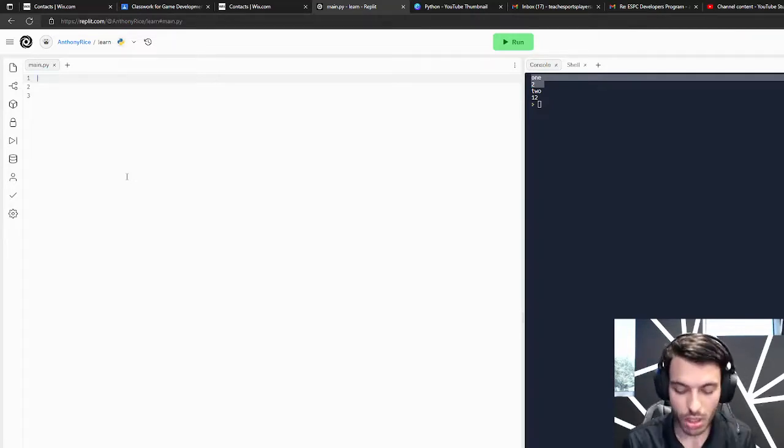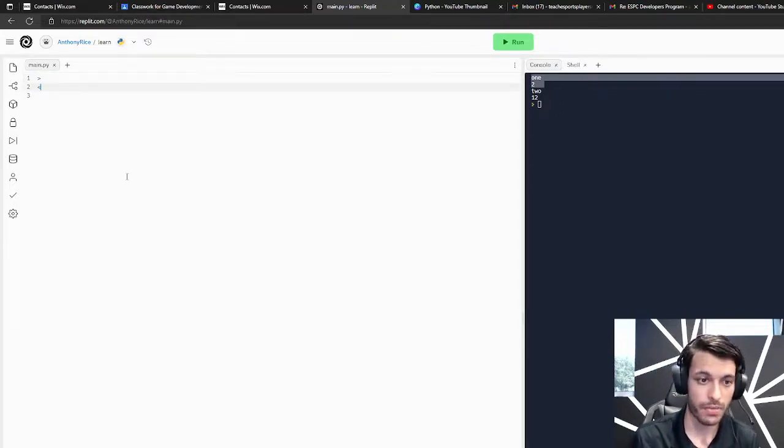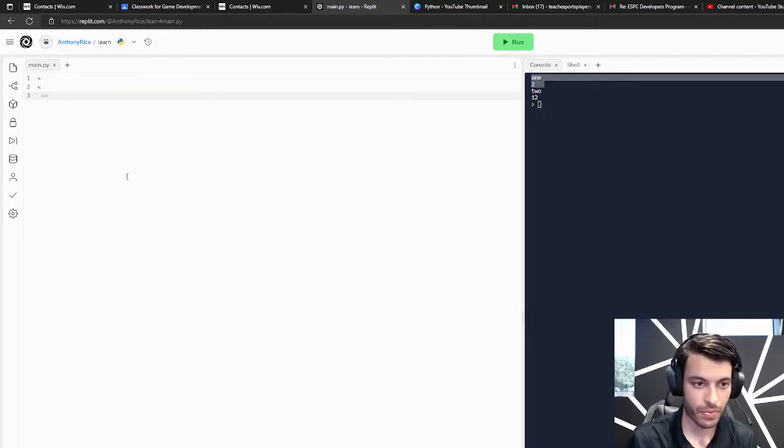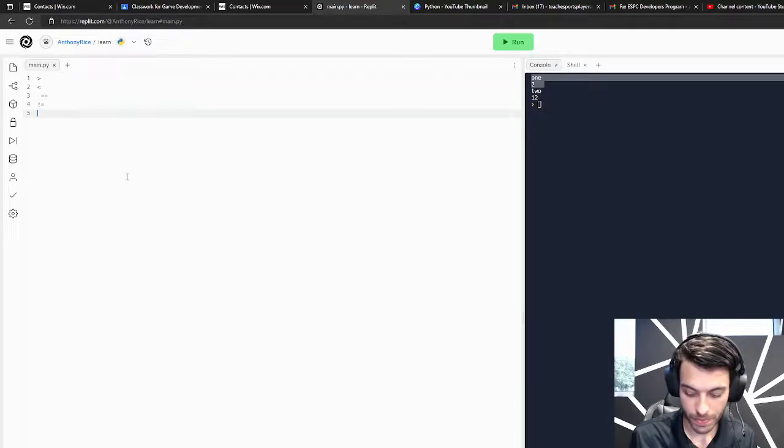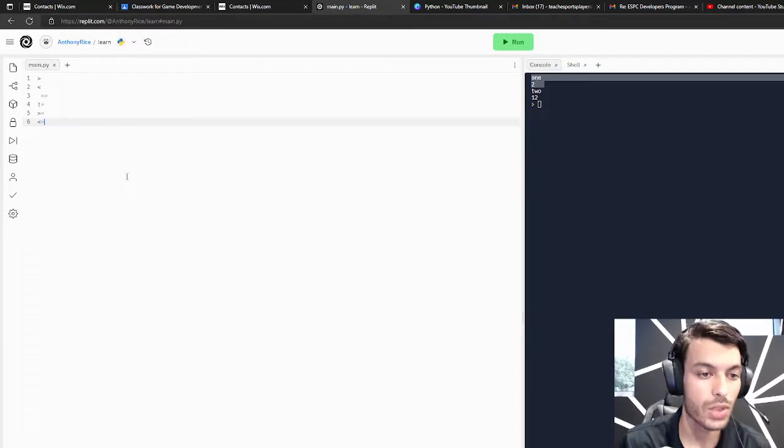So, a comparison operator is a way to compare two values to each other, or two different data types to each other. Comparison operators will always return a Boolean, either yes, the statement you have written is true, or no, the statement you have written is false. The four comparison operators are greater than, less than, equal to, and not equal to. You can also do less than or equal to, and greater than or equal to.